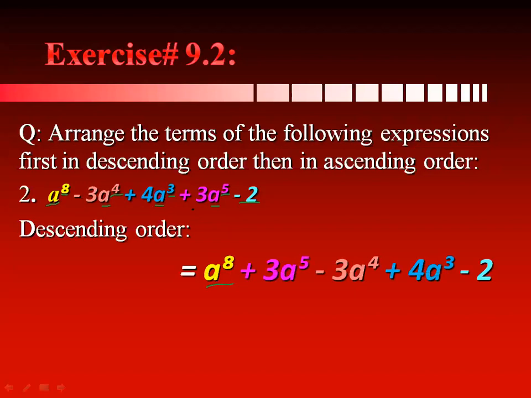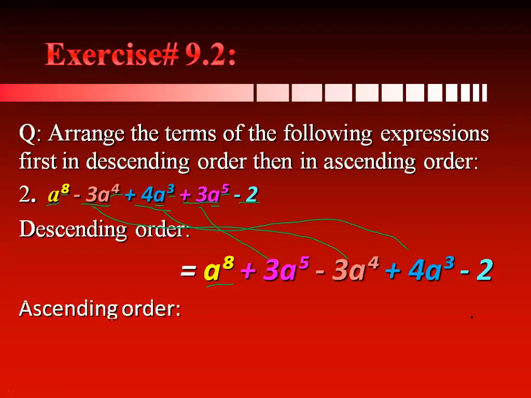Then the second greater power is the one with plus. Please keep in mind that you have to shift it along with the sign. So you will write plus 3a^5. The next greater power after 5 is 4, so you will write minus 3a^4, and then plus 4a^3. The last one has the power of a as 0, so you will simply write minus 2. Do not write plus 2, simply write minus 2.